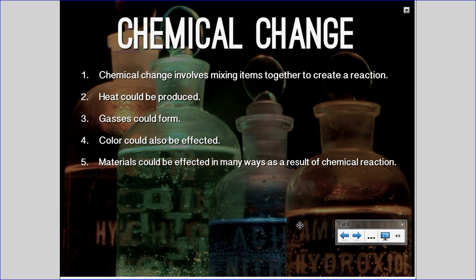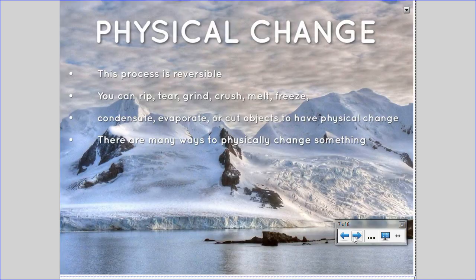But on the other side of things, a physical change is reversible. You could rip, tear, grind, crush, melt, freeze. The identity of the stuff that we have might change shape, but it doesn't change identity. Condense, evaporate, cut objects to have a physical change. There are many ways to physically change something. There are only a few ways to chemically change something.